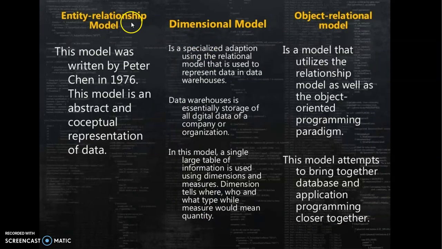Next is the entity relationship model. This model was written by Peter Chen in 1976. This model is used to give an abstract conceptual representation of data. Dimensional model. It is a special adaptation of the relational model that is used to represent data in warehouses. A warehouse is essentially storage of all digital data of a company or organization. In this model, a single large table of information is used, using dimensions and measures. Dimensions tell where, who, and what type of measures you mean. Object-relational is a model that utilizes the relational model as well as object-oriented programming.